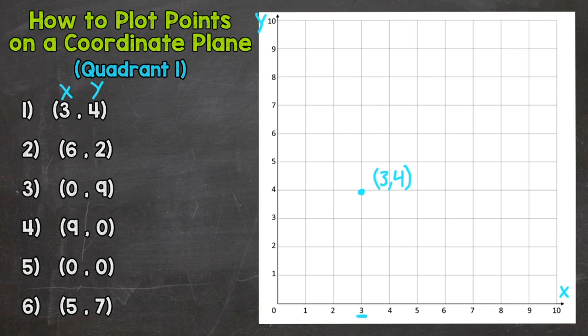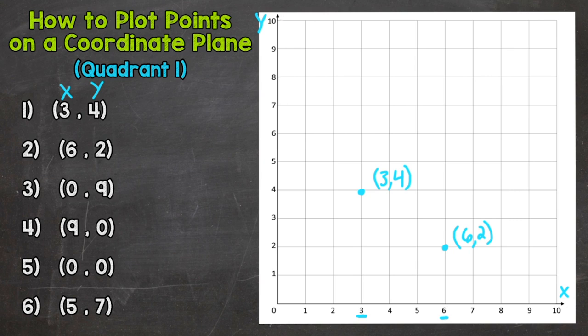6, 2. So again, that 6 is our x-coordinate and the 2 is our y. So we would go over 6 here and then up 2 and plot a point. 6, 2.